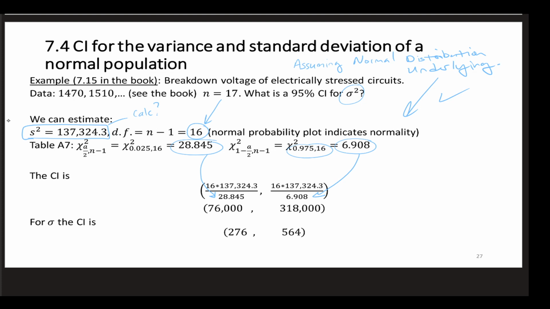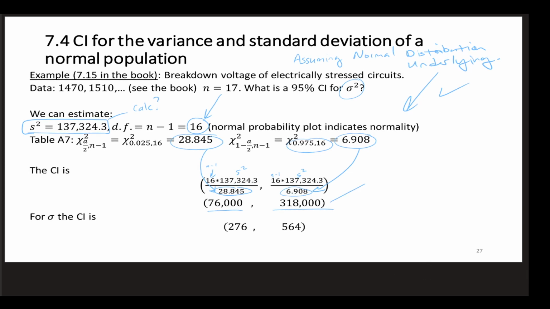And then you just do a little plug and chug. Here's your n minus 1. Here's your s squared. Here's your n minus 1. Here's your s squared. And then your critical values down here in the denominator. Plug and chug that in a calculator, you get about 76,000 up to 318,000. So that's a 95% confidence interval for the variance of the breakdown voltage of these electrically stressed circuits.